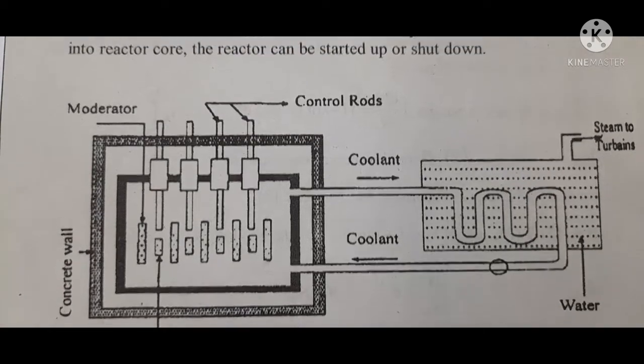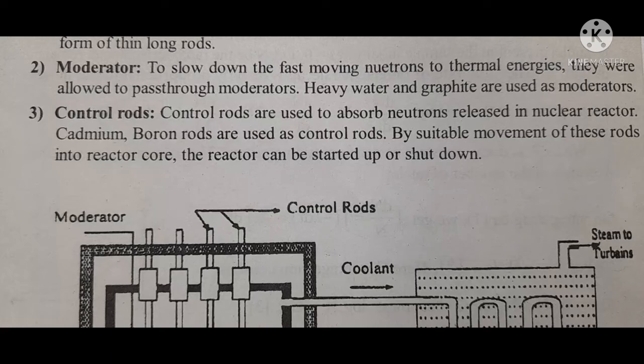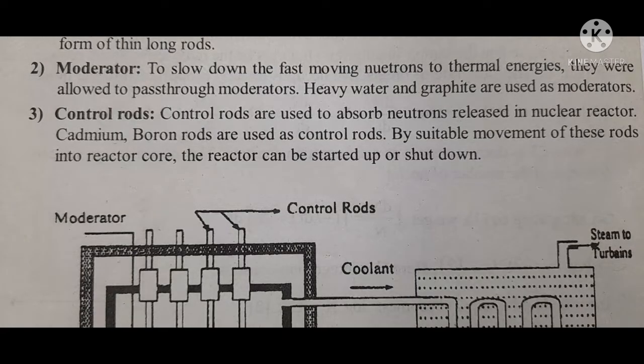Next will be the moderator. What will it do? Moderator slows down the fast moving neutrons to thermal energies. They are allowed to pass through the moderators. Examples are heavy water and graphite. These are the best examples for moderators.